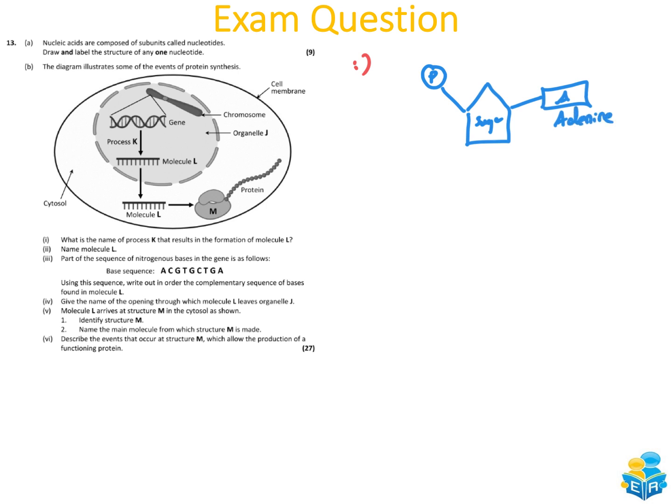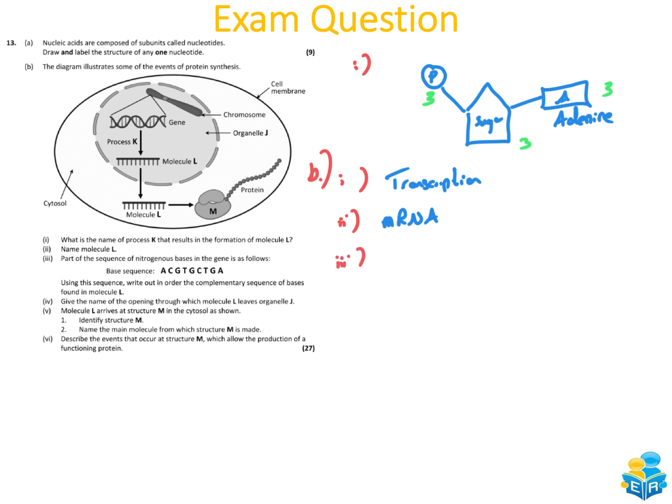Okay. So the diagram illustrates some of the events. I should just mention on that as well, you would have got 3 marks for each one of those labeled correctly. Part 2, the diagram illustrates some of the events of protein synthesis. What is the name of process K that results in the formation of molecule L? That's going to be transcription. Sorry, that's actually part 1. Part 2, name molecule L. That's going to be our mRNA, or messenger RNA. We were after transcribing that.